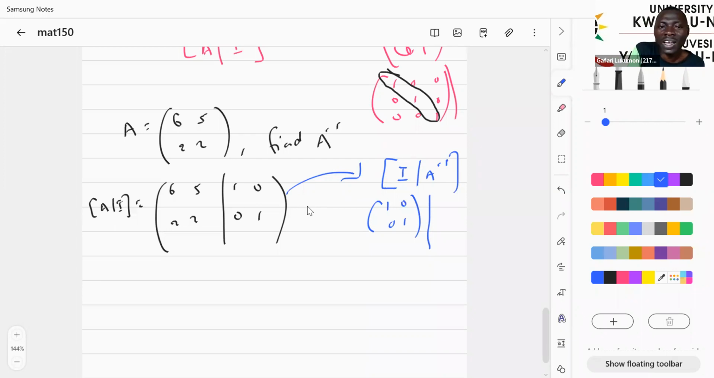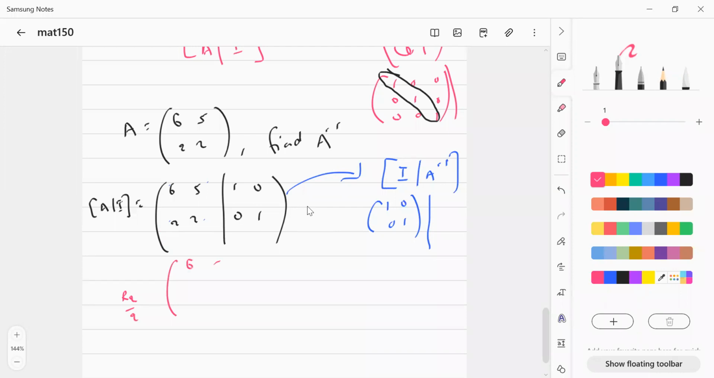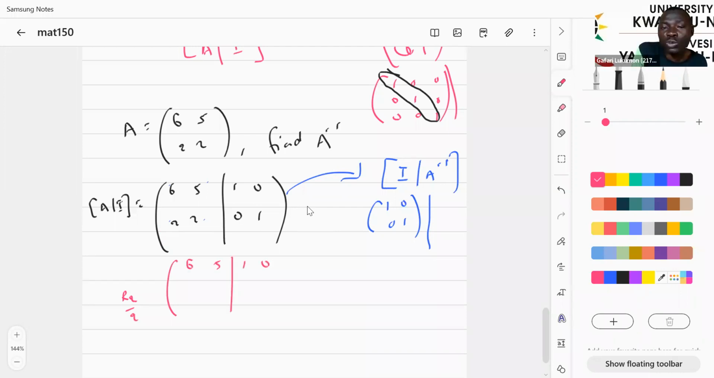What we are interested in now is to make this left side 1, 0, 0, 1. The first thing to do is to divide the row by 2, so that we have 1, 1. You can reduce it, although if you don't, you will still arrive at the same result. What you do for an element, you have to do for all of them.